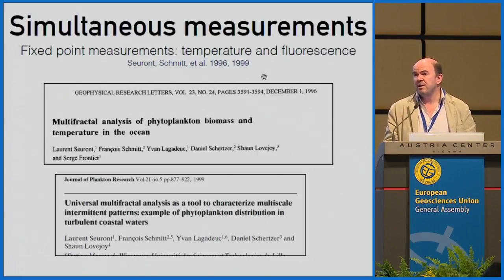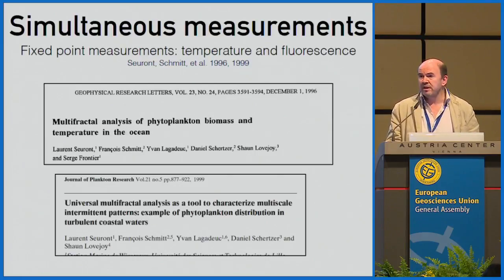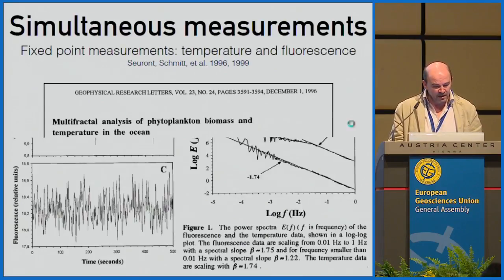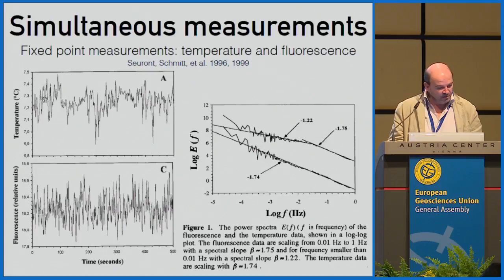So we did also some work in this topic in the 90s, where we considered simultaneous measurement of temperature and fluorescence. And we compared, in fact, the statistics in a multifractal framework of phytoplankton and temperature. Temperature was taken as a passive scalar in this case. So here an example of the series of temperature and fluorescence and also the power spectra which are found. And we also did intermittency analysis in these different regimes.